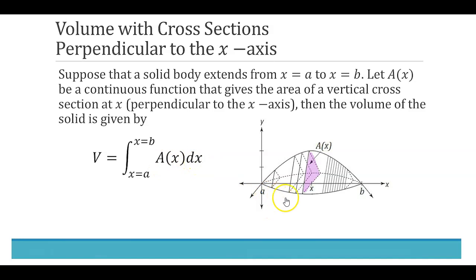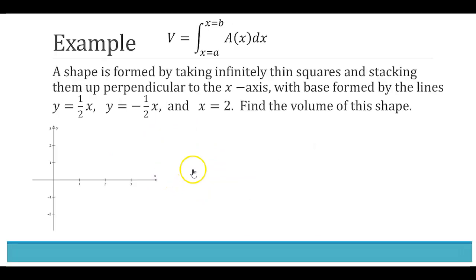So again, looking at the previous image, if we want to find the volume of the solid extending from x equals a to x equals b, then we need only find a way to represent the area of a cross-section as a function of x. And then we're going to set up this definite integral which will yield the exact volume of the solid. Let's go ahead and look at our first example.